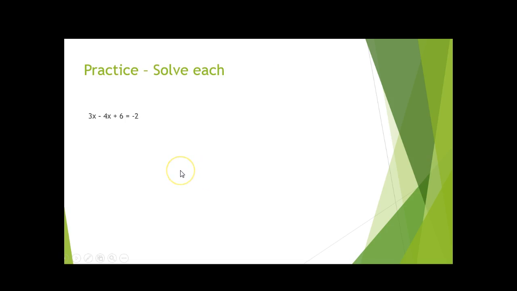So let's practice some of these. 3x minus 4x plus 6 equals negative 2. Negative 3z plus 8 plus negative 2z equals negative 12. And negative 2y plus 5y equals 14. Go ahead and pause it now, work through some of these problems, and we'll see if we get the same answer.